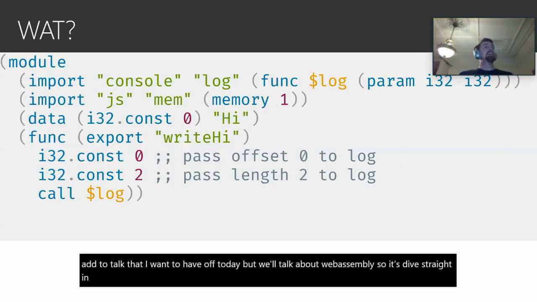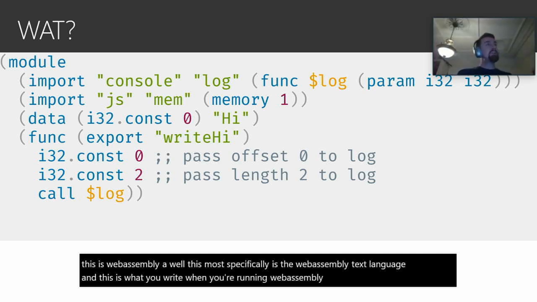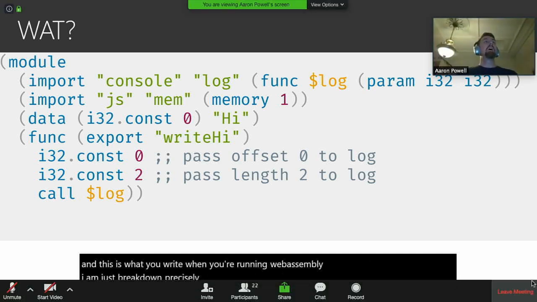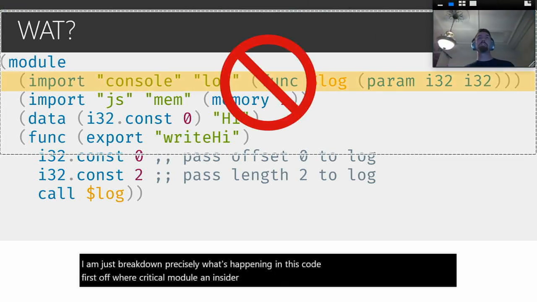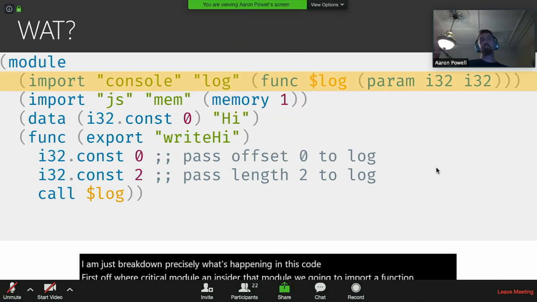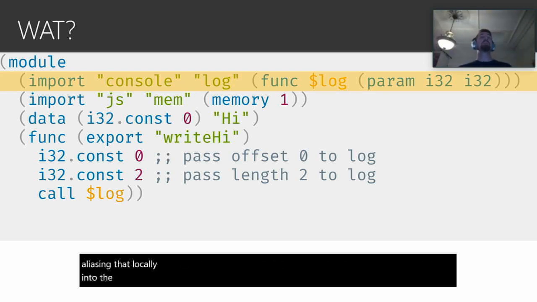This is WebAssembly. Well, most specifically this is the WebAssembly text language, and this is what you write when you're writing WebAssembly. Let me break down precisely what's happening in this code. First off, we're creating a module, and inside of that module, we're going to import a function from an object called console, and the property we're unpacking is log. I'm aliasing that locally in the WASM file as a variable named $log. That's the dollar after the func declaration about halfway through that line.